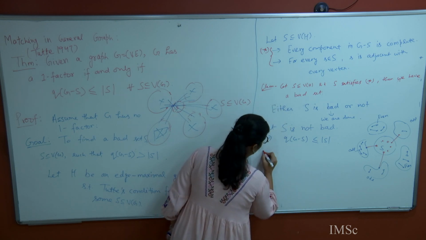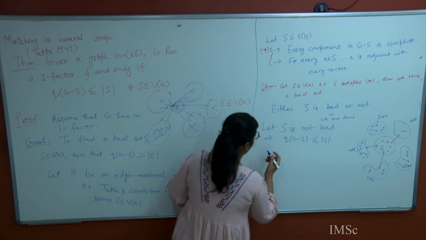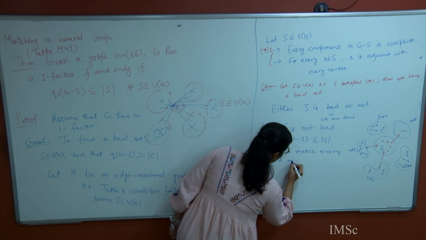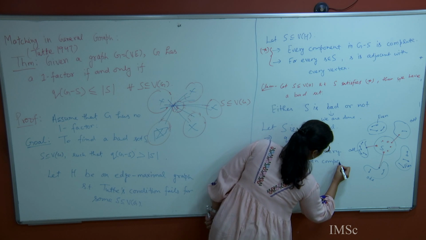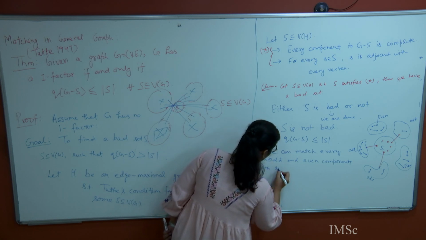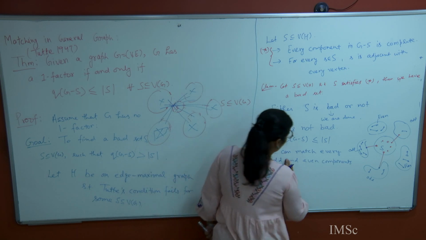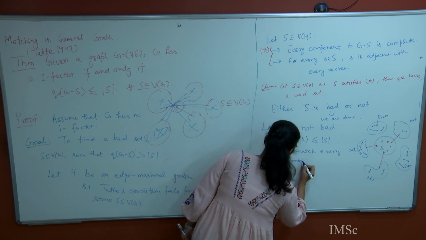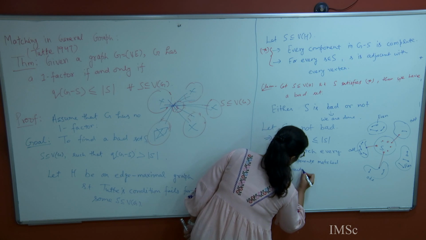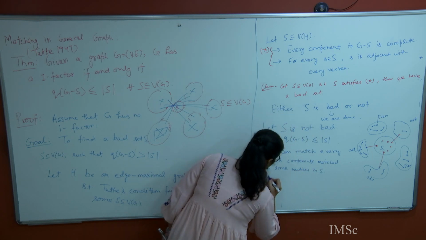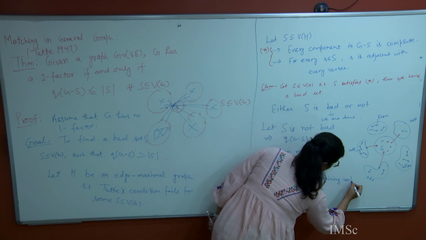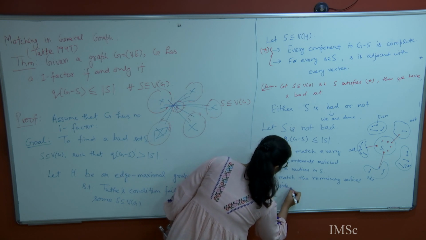Therefore, we can match every vertex in the odd components with some vertices in S, and match the remaining vertices inside S. Okay.